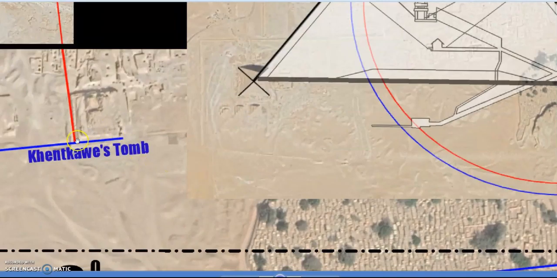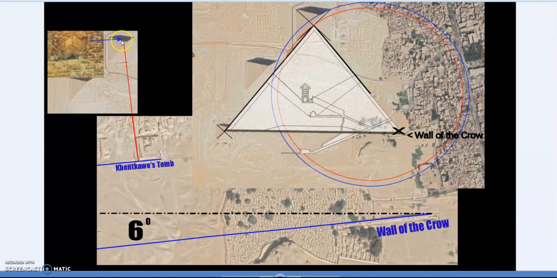So Kent-Kaue's tomb, the red line, would point to the center of the Great Pyramid, while the blue line runs parallel with the Wall of the Crow at 6 degrees, thereabouts. Again, very, very hard to get to that level of precision. Now, what's interesting is that I found 6 degrees very important in modern architecture and town planning, also in ancient sites such as the Menga and Vieira Dolmen. They also have a 6 degree separation, and the people studying that have pointed out this is a common feature in the ancient world. This is not exclusive to these places.